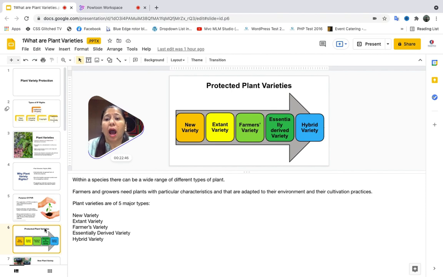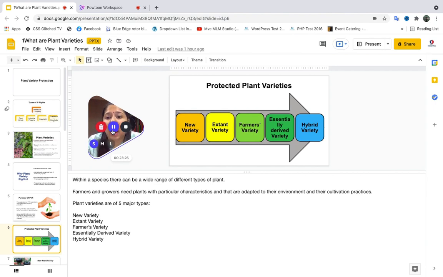What sort of varieties are given rights for protection? Now, the next question arises, what are protected plant varieties? Or we can say, what varieties are protected? Farmers and breeders need plants with particular characteristics, plants which are adapted to nature and adapted to their own cultivation process. The varieties which are given protection are further categorized into five forms.